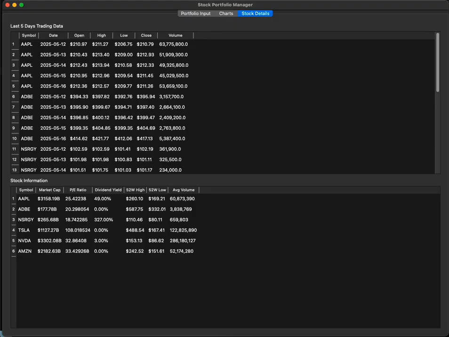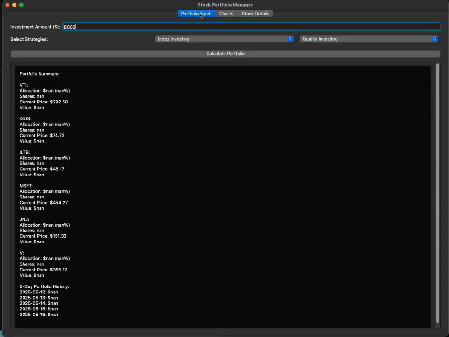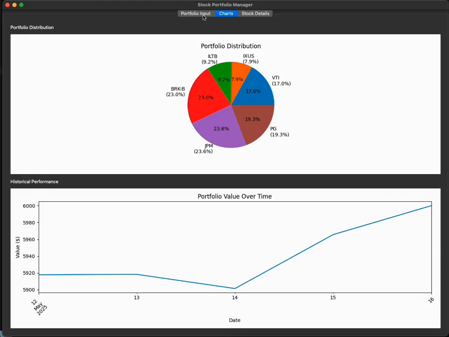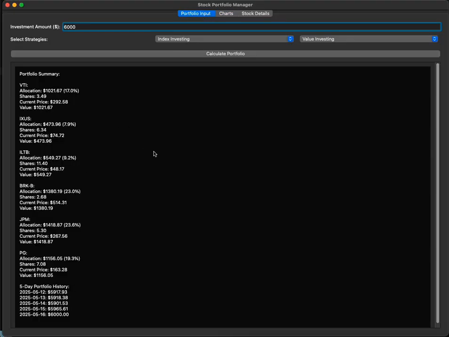This test case further tested the same dual strategy but with a smaller input. The proportional allocations were maintained. For instance, JPM allocation was $1,419, acquiring 5.30 shares. The line graph shows a low on May 18th and a sharp rise on May 19th. The price history of VTI, IXUS, and ILTB was realistic and matched what we expect from the Y Finance API.